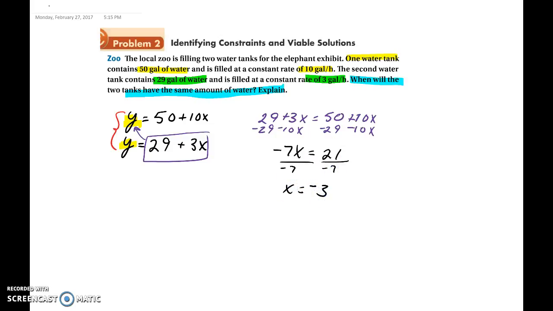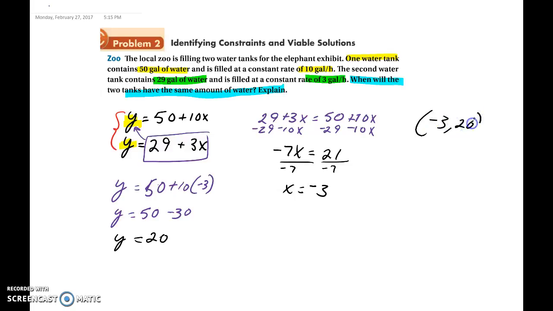So let's just go ahead and plug it in to solve for y. So y is then equal to 50 plus 10 times negative 3. So y is then equal to 50 minus 30. So y is then equal to 20. So our solution is negative 3, 20 algebraically.